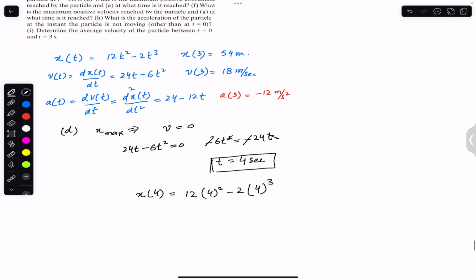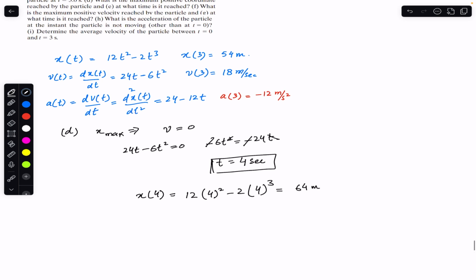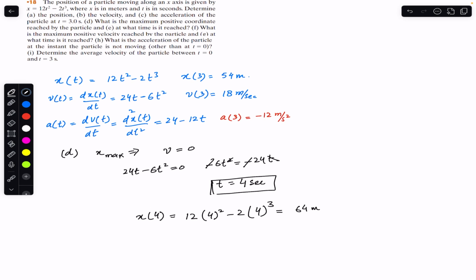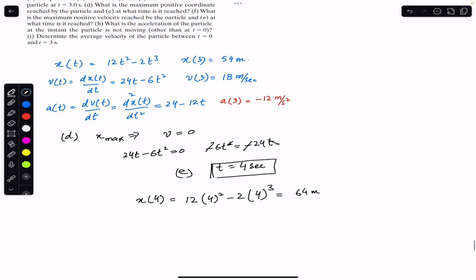So x is 64 meters. So this is the maximum positive coordinate. And similarly, this is the solution for part D. And for part E, it says at what time is it reached. So this is the answer for part E. At t equals 4 seconds, the particle will reach the maximum coordinate of 64 meters.